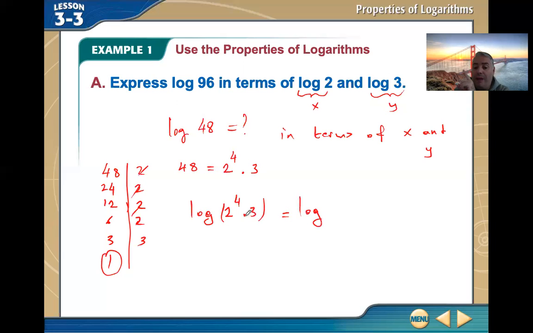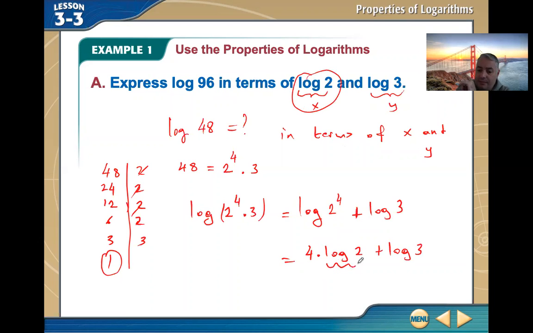when we have multiplication, we should have addition. Don't forget this. When you do the first step, the other is simple. So 4 comes in front. Now we said that log 2 is x. So the result is 4x plus log 3, which we said is y. The result is 4x plus y. That's it. It's simple.